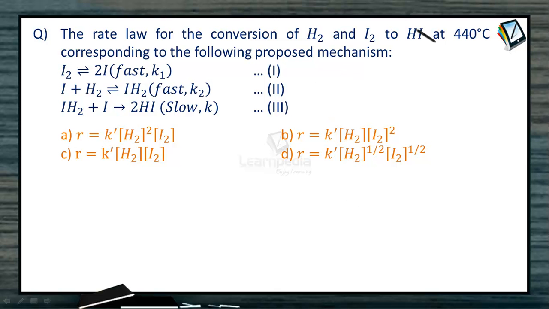Here the mechanism for the formation of hydrogen iodide from hydrogen and iodine is given in 3 steps. Out of these 3, these 2 are fast and reversible, and the third one is the slowest, which is nothing but our rate determining step. So from this mechanism we need to write down the rate equation for this reaction.